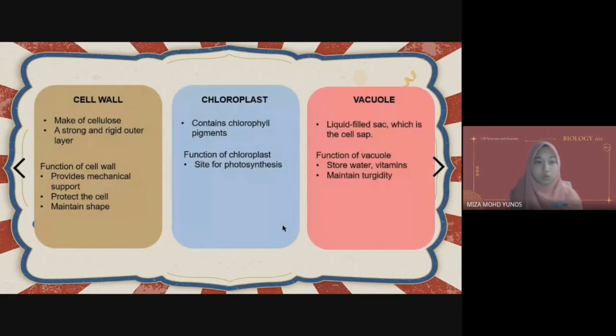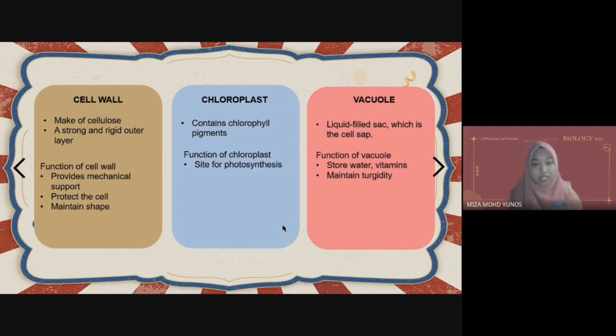Okay, so cell wall is made of cellulose and it is a strong and rigid outer layer. Because of the strong and rigid outer layer, cell wall can give mechanical support, protect the cell, and also maintain the shape of the plant cell. That is why plant cell has a fixed shape unlike animal cell.